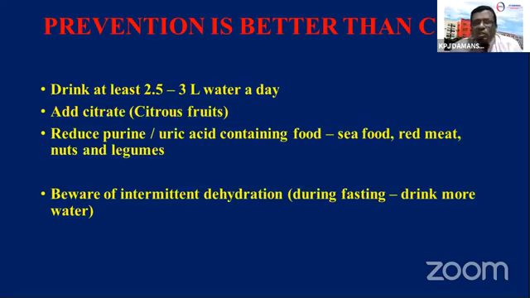The second way to know is the color of your urine. The color of urine should not be very dark yellow. It should be very, very mild yellow or clear. And the third is if you are thirsty, of course, you drink water. If you go to the gym and you sweat more, then you have to drink more water as well.